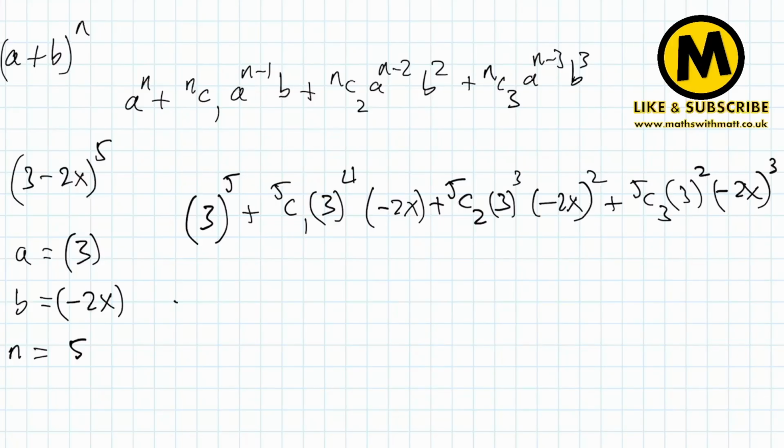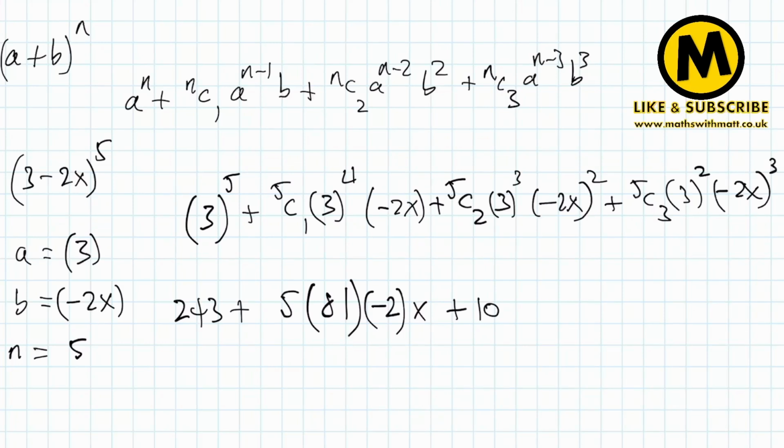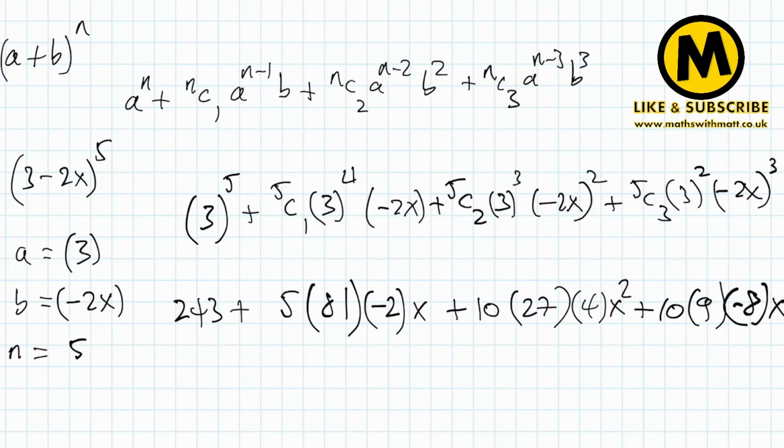3 to the power of 5, that's 243. Plus, now we'll do our 5 choose 1 on the calculator. 5 shift divide 1 is 5, times 3 to the power of 4 is 81, times minus 2x, plus 5 shift divide 2 will be 10, times 27, times (minus 2) squared is 4x squared, plus 5 choose 3 is also 10, times 3 squared is 9, times (minus 2) cubed is minus 8x cubed.